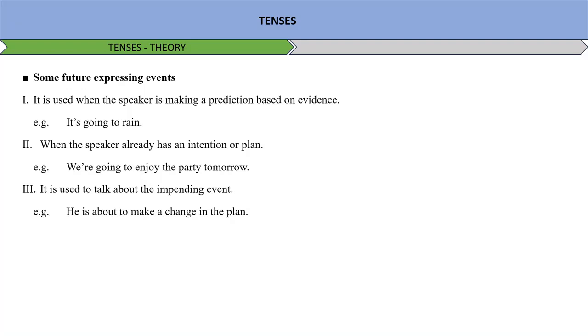When the speaker already has an intention or plan: we are going to enjoy the party tomorrow. You have an intention to enjoy some party, so you will use future tense. It is used to talk about an impending event. He is about to make a change in the plan. Something which is going to take place because it is not yet a part of it, but it will happen sometime in future.